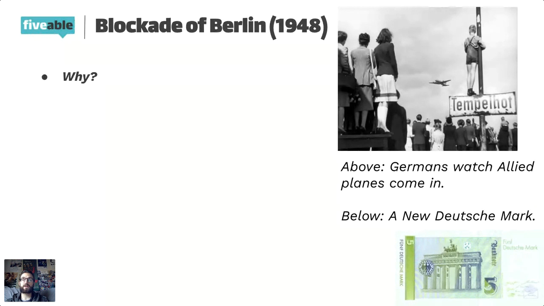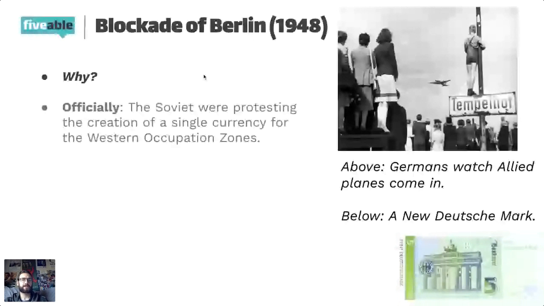Considering if you base your perspectives on the previous trend of the USSR exerting its control over Eastern Europe, then that's not a bad assertion to make. Well, officially, the official reason that was given was the Soviets were protesting the creation of a single currency in the Western occupation zone.